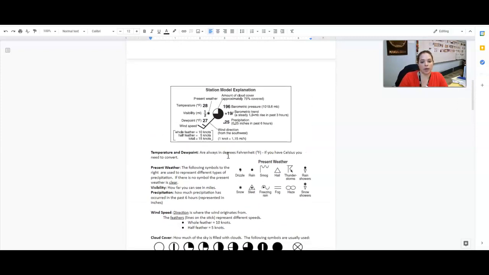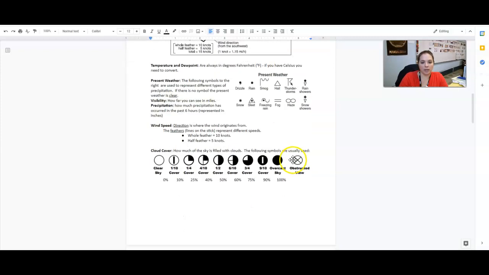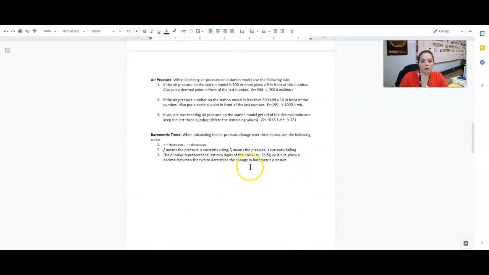So the next thing we're going to look at is this thing called a barometric trend. There's a couple things to it. First, if there's a plus, it was increasing. A minus is decreasing. And that's over the last 3 hours. So when you see this forward slash, it means that it was rising for the last 3 hours. If you have a negative or a backslash, it is currently falling or was falling over the last 3 hours.